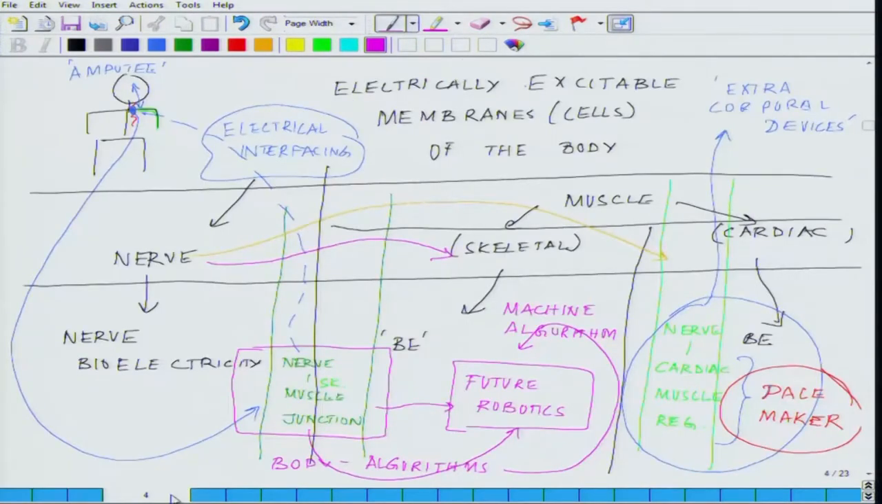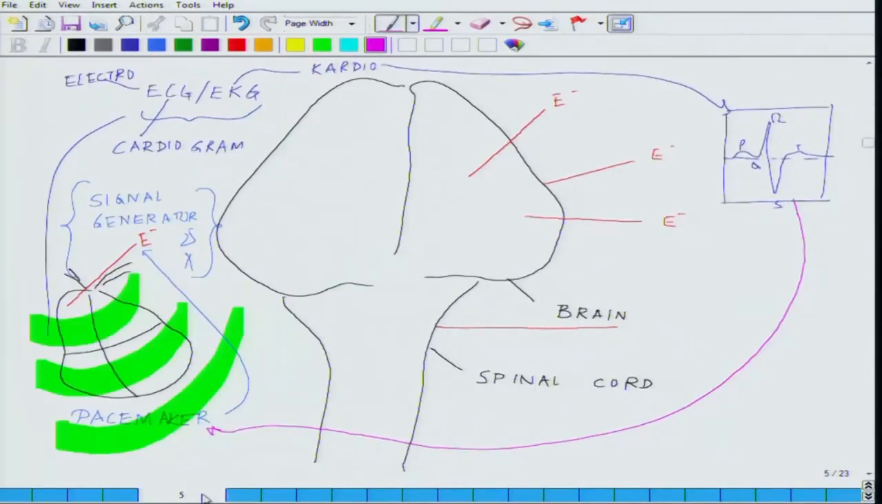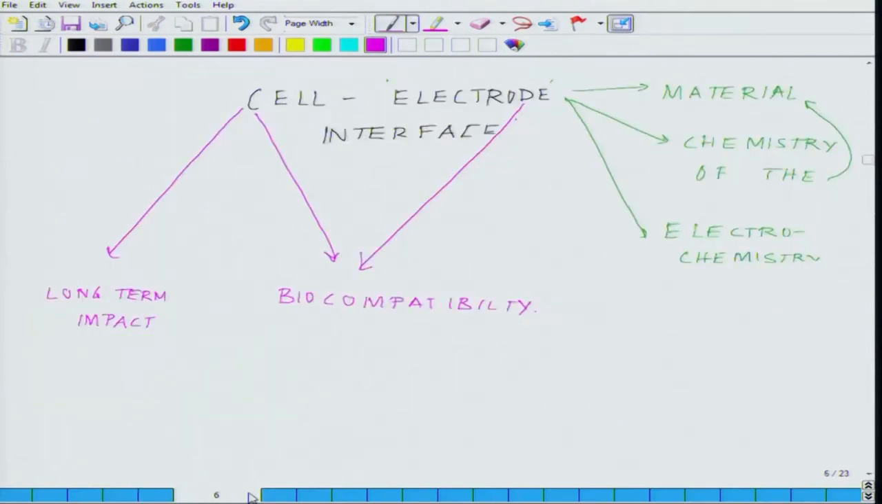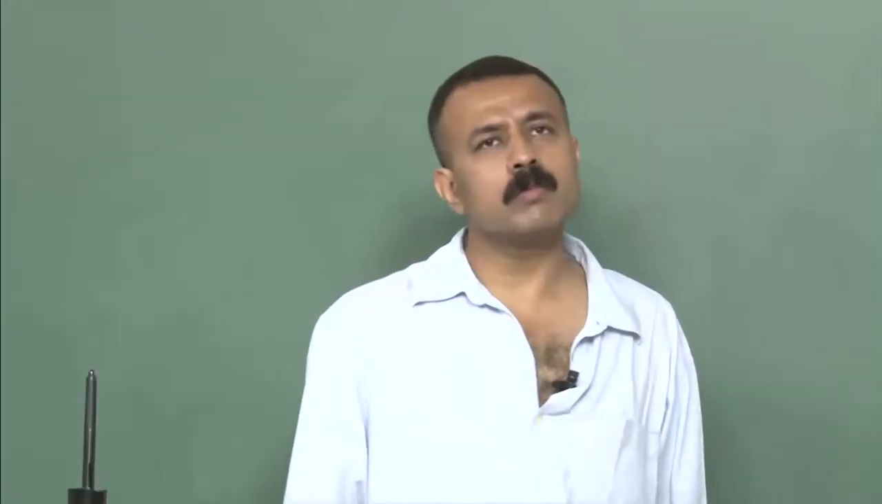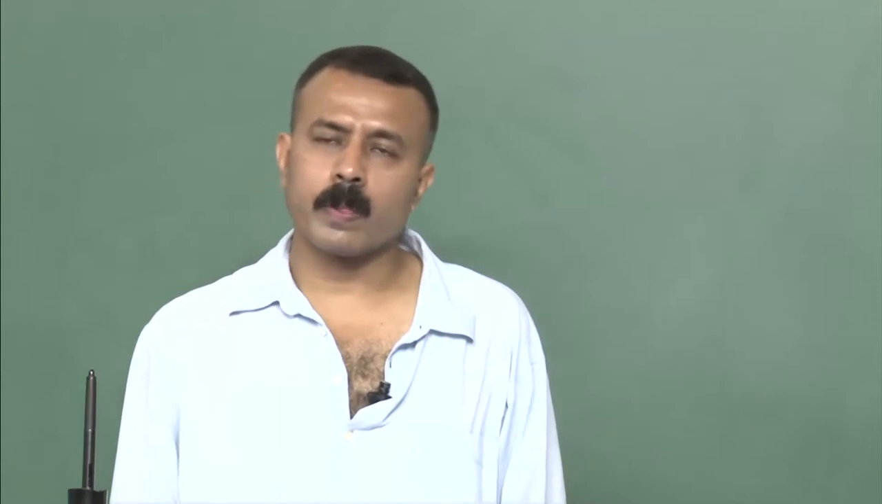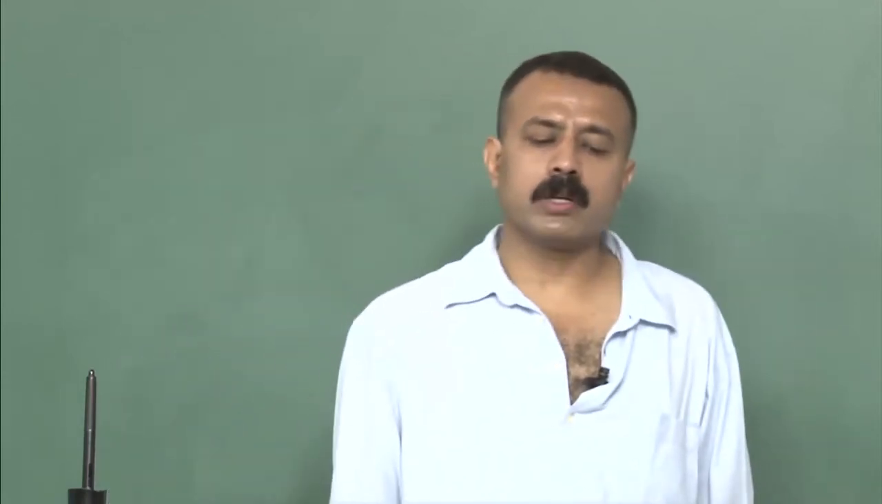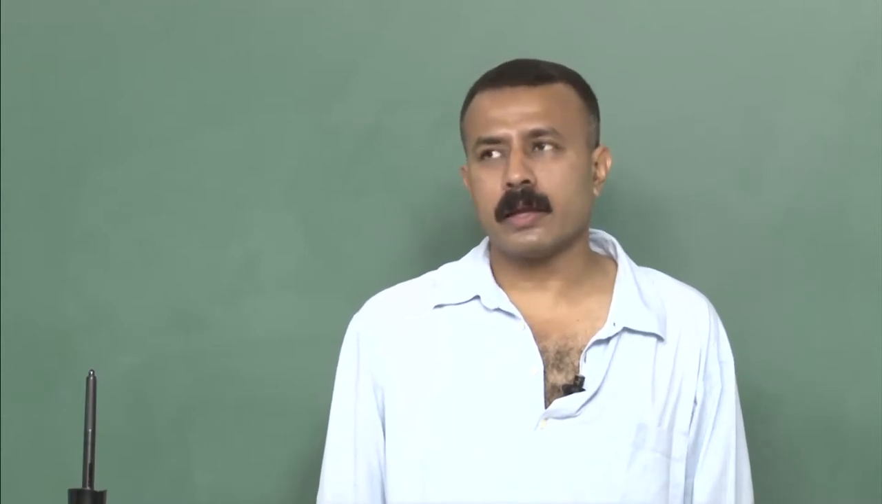From here we will talk about the electrically excitable cells. Within this classification we have these nerve cells, the skeletal muscle, and the cardiac, and we will talk about them individually and how those could be used for amputee patients or in robotics. And then we will talk about the electrode implant and especially within the cardiac, and how the EKG traces could be used to understand the pacemaker, whether the person needs a pacemaker or not. And here I highlighted that this cell electrode interface demands your understanding of the material, its biocompatibility, its long term impact and the electrochemistry of the material.